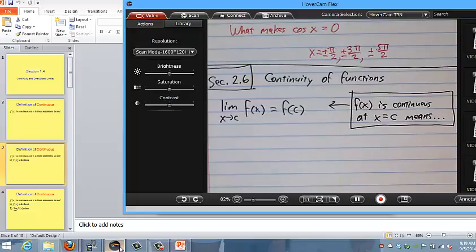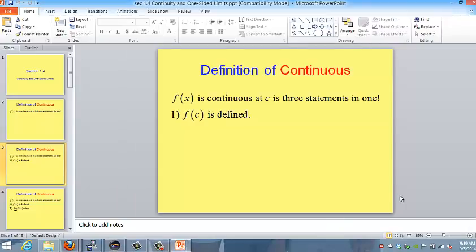But I guess what I'm saying is that's three statements in one. And your book does it this way. They say, hey, you have a checklist of things to check if you want to see if something's continuous. You need three things to happen. You need f of C to be defined.